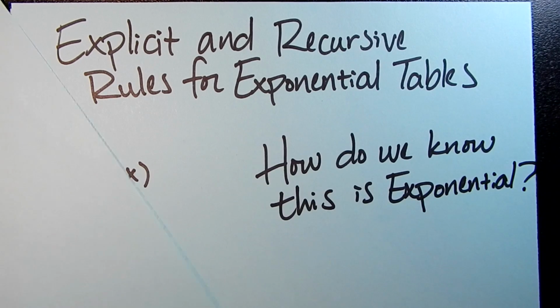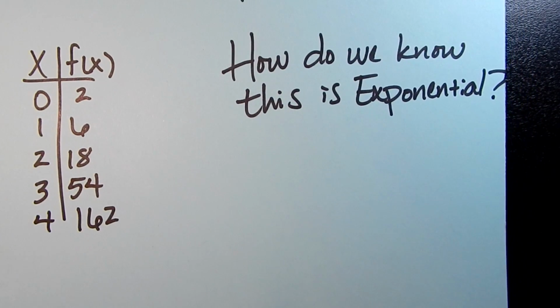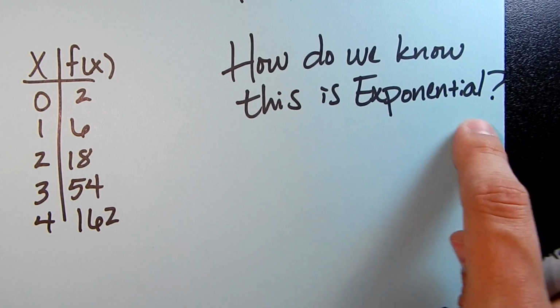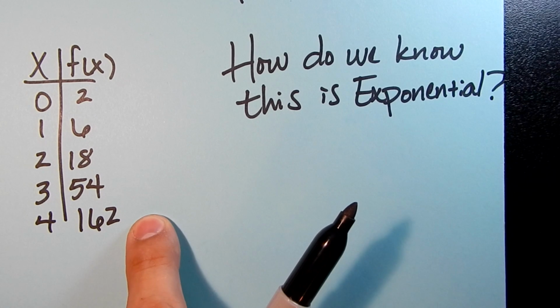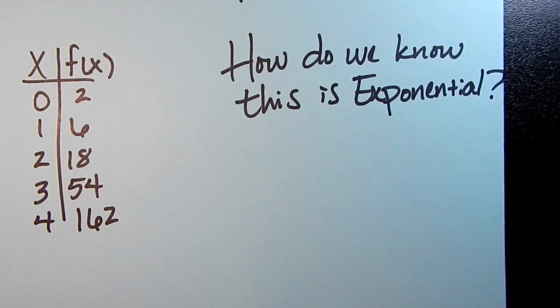So we're going to get into talking about explicit and recursive rules for those, but the first thing we have to do is tell when are we dealing with an exponential table. So how do we know when a table represents an exponential relationship as opposed to a linear one or a quadratic one or a cubic one?